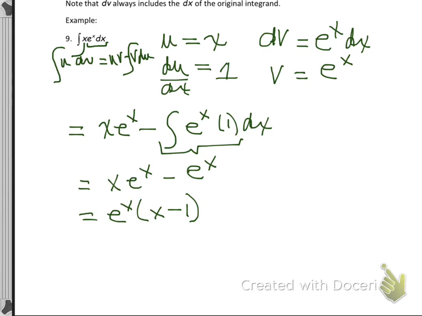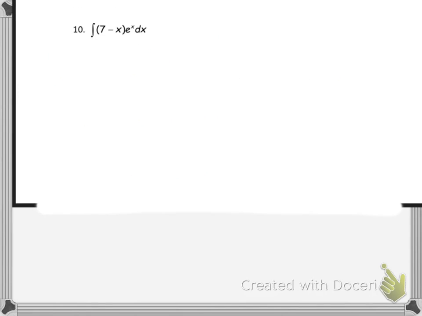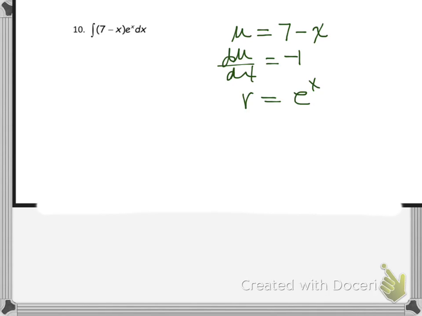Okay, let's do one more on the next page. Here's our last example, example 10, and I'm going to make my u equal to 7 minus x. So du/dx is minus 1. My dv is equal to e to the x dx, so therefore my v is going to be e to the x.